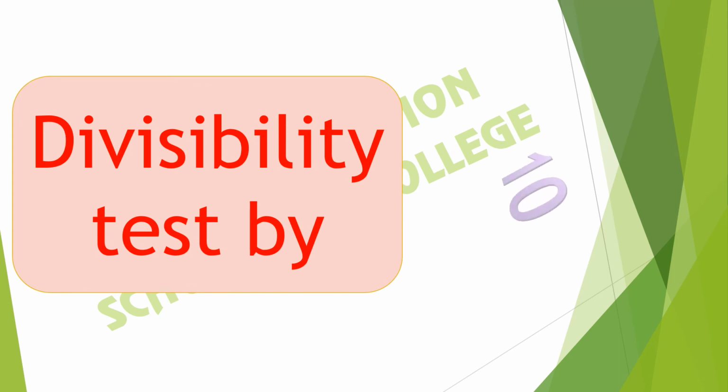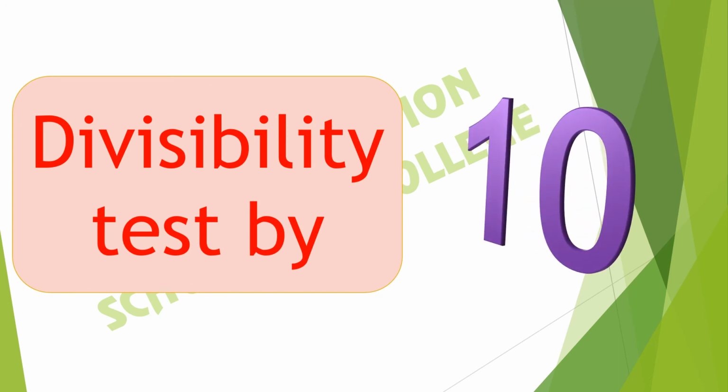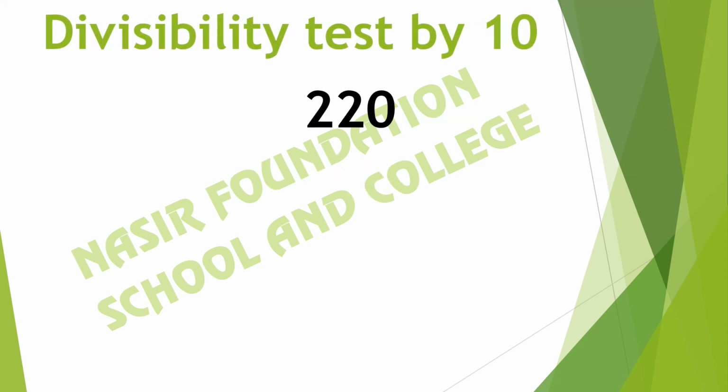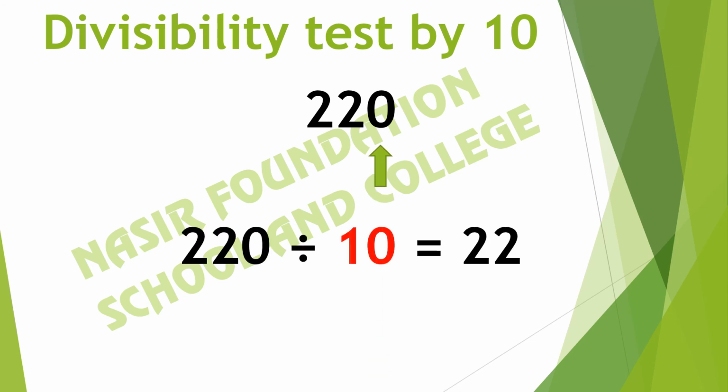Divisibility test by 10. The rule is: a number is divisible by 10 if the last digit is 0. It's very easy. If the last digit is 0, it means the number can be divided by 10. Otherwise, the number will not be divisible by 10. Here we have the number 220. The last digit is 0. It means we can divide this number by 10. We will get the answer 22.